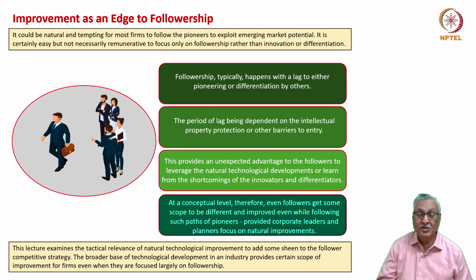In such a case, just because it's costlier, the leader should not stop using the metal case because that provides better finish and makes the follower product more differentiated with reference to the innovator product. So whatever needs to be done can be done easily without excessive investment should be taken into account by the leaders who manage improvement. We will therefore look at this relevance, that is the relevance of natural technological improvement and how it can add sheen to the follower competitive strategy.